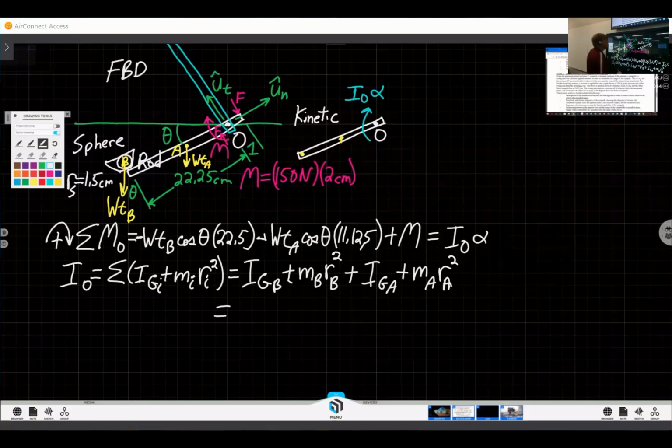For the sphere we have 2/5 mass of the sphere, radius of the sphere, and yes, these are squared. I'm mixing subscripts here, so let me at least keep this part straight. Mass of the ball, radius of the sphere, which is the ball, mass of the ball. How far is the ball from O? Looks like that's our 22.25.